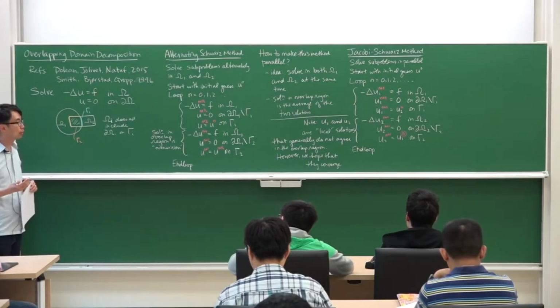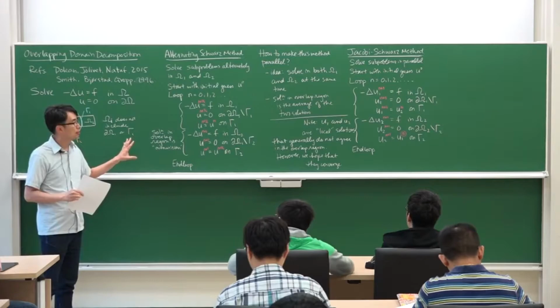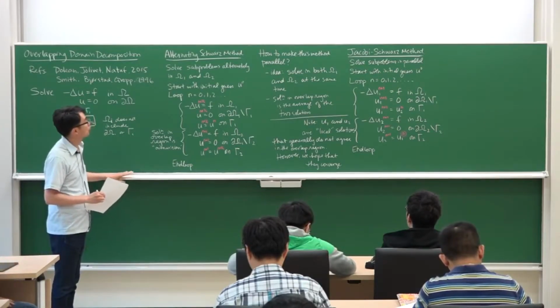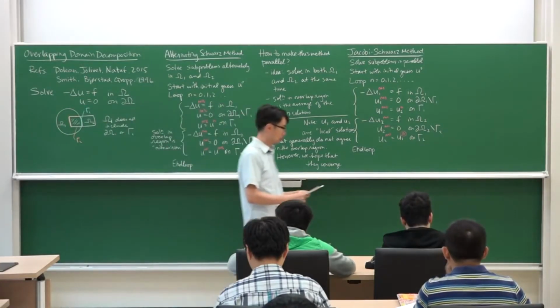All right, so now we'll look at the discrete versions of these problems. This is the continuous version, and we're going to talk about the discrete version of the alternating Schwarz method first.